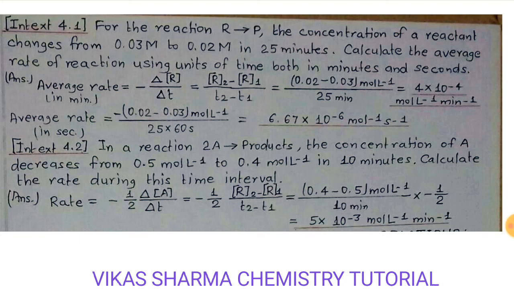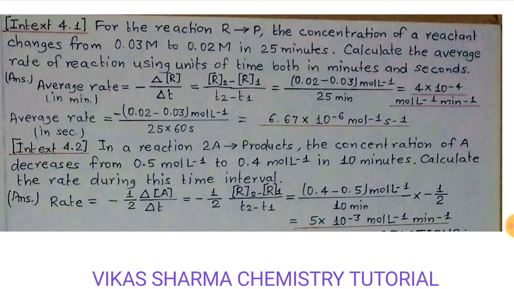In minutes, because both values are given in a minute, so we calculate in a minute. Minus delta concentration of R divided by delta T is equal to concentration of R2 minus concentration of R1 divided by T2 minus T1. According to this question, 0.02 molarity is R2 and 0.03 molarity is R1, and time change is 25 minutes. So 25 minus 0 is equal to 25. So the answer is 4 into 10 to the power minus 4 mole per liter per minute.